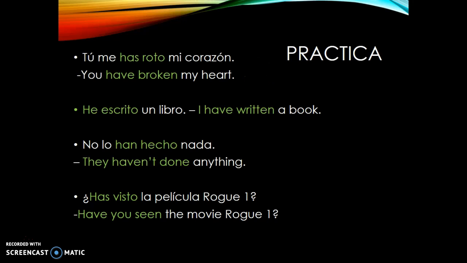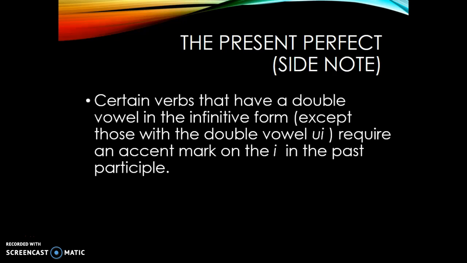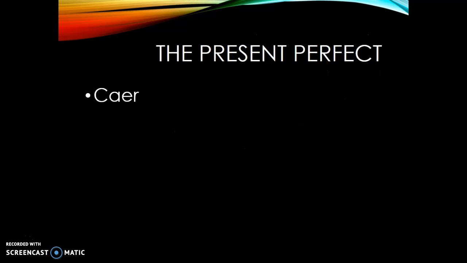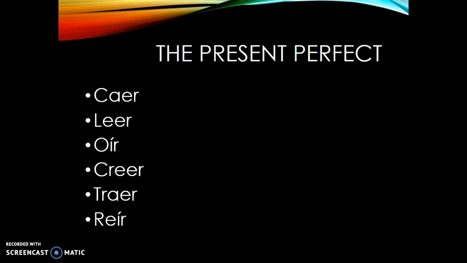So, here you go. The last side note I just want to make in regards to the present perfect is that certain verbs that have a double vowel, meaning there's one vowel next to another in the infinitive form, except for those with the double vowel UI, require an accent mark on the I in the past participle. Here's an example. Caer, see how it's two vowels next to each other? That means to fall. Leer, to read. Oír, to hear. Creer, to believe. Traer, to bring. Reír, to laugh.